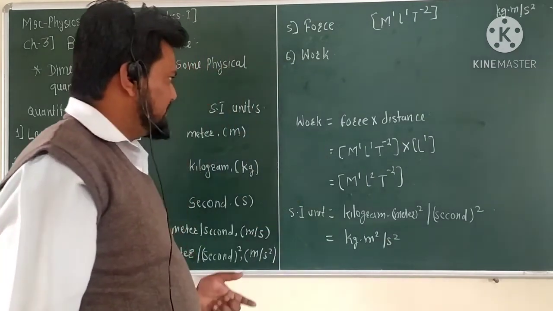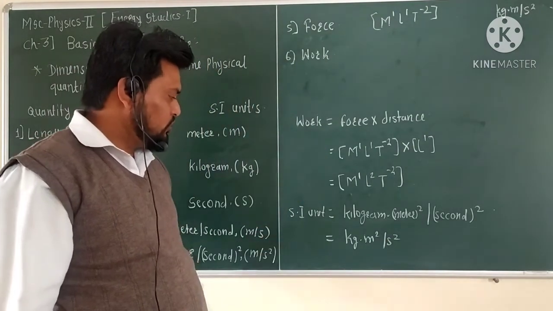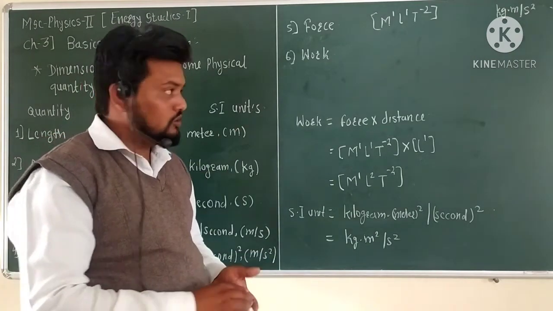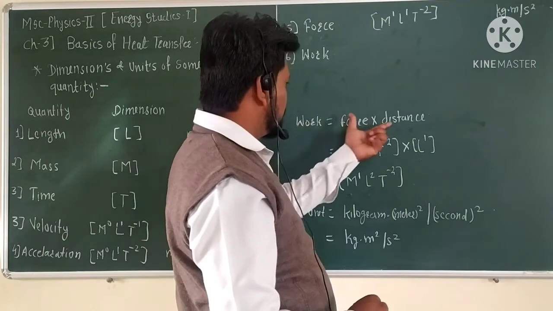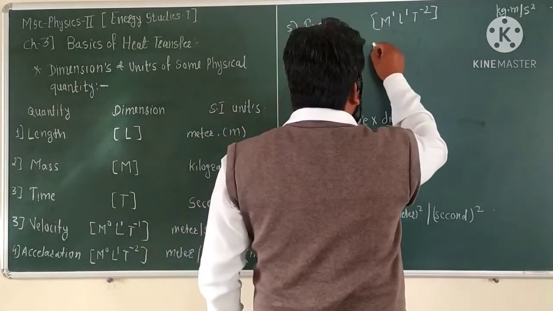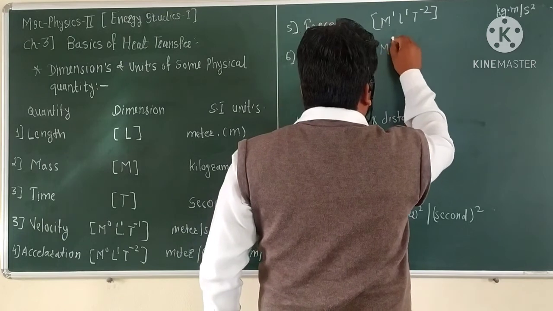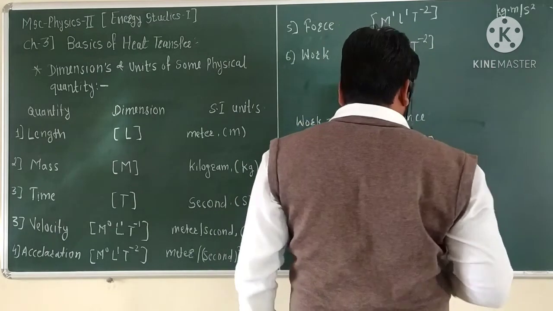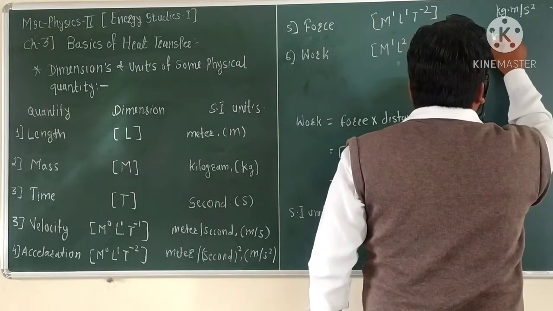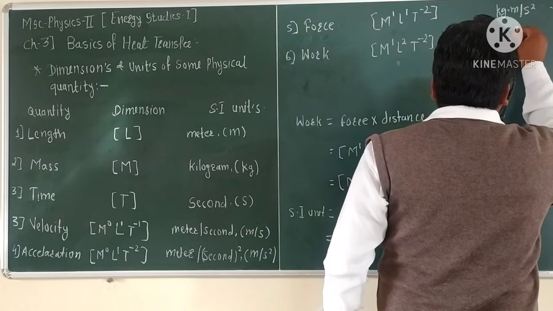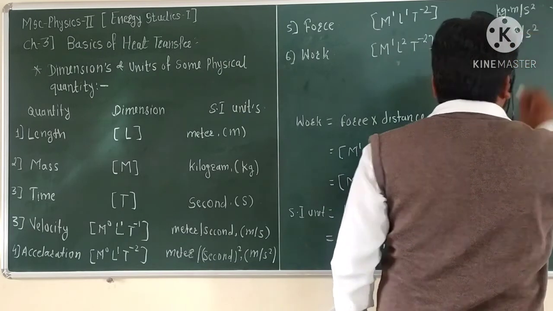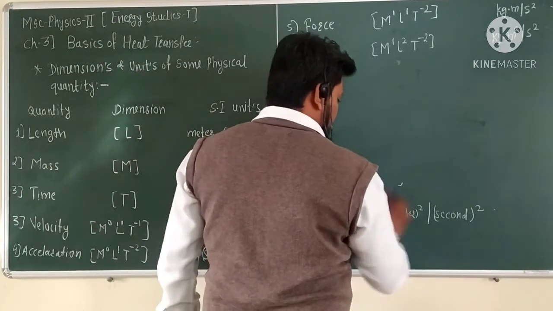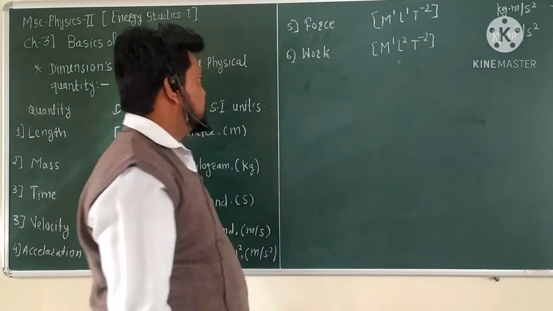So with the help of the work dimension, we derive the SI unit of work. Work is equal to force into distance, and its dimension is M^1 L^2 T^-2, and the SI unit is kg·meter square per second square. So this is the quantity with its particular dimension and SI unit.